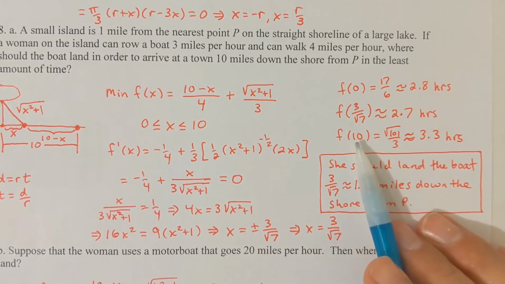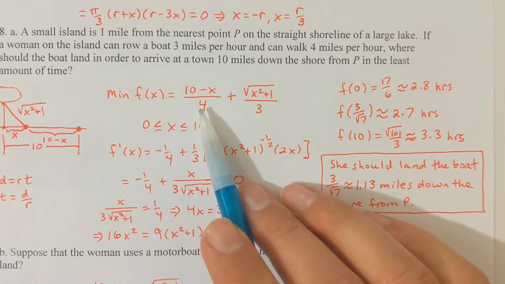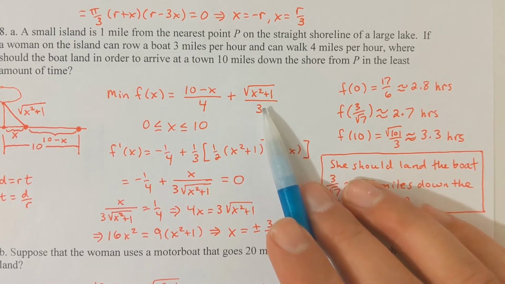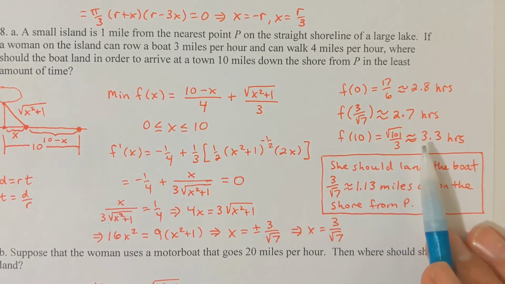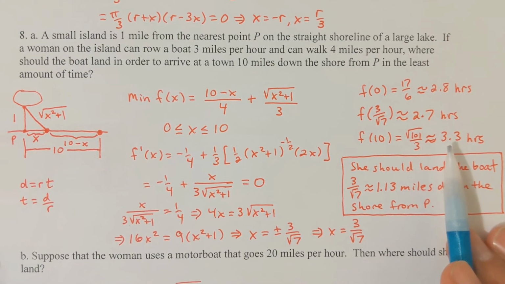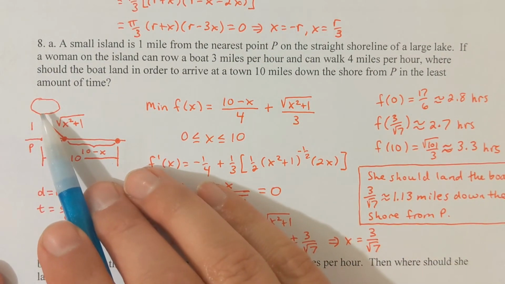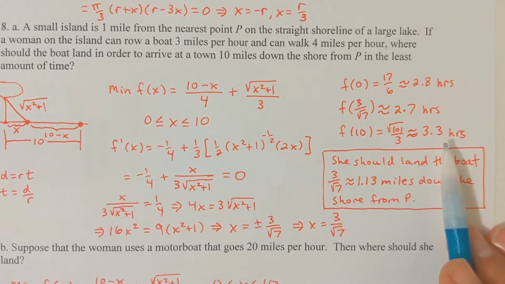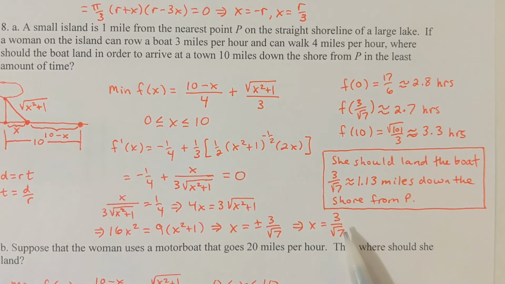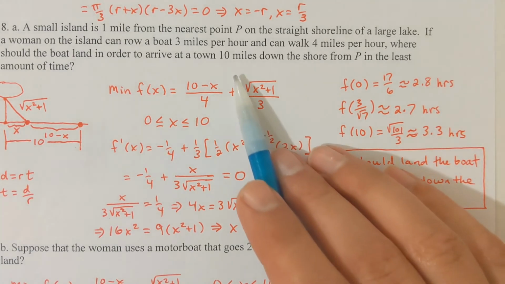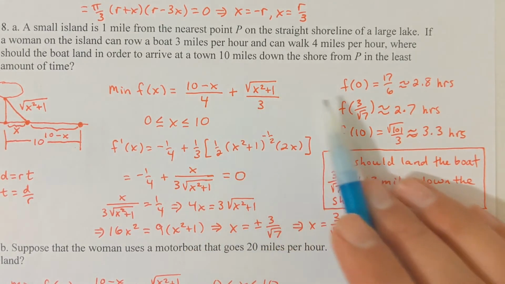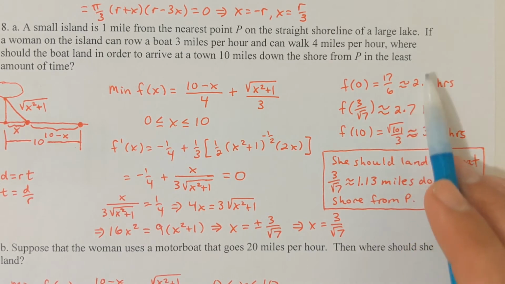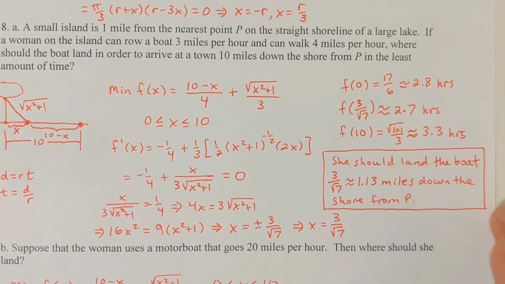If x is 10, we plug that in. Here, this term is going to go to 0. You're going to have the square root of 101 divided by 3, which would be roughly 3.3 hours. Okay, so if she were to row the boat directly from the island to the town, it would take her 3.3 hours. If x is 3 over root 7, and you plug that into the function, I was getting roughly 2.7 hours. Okay, so that output was the smallest out of these three.